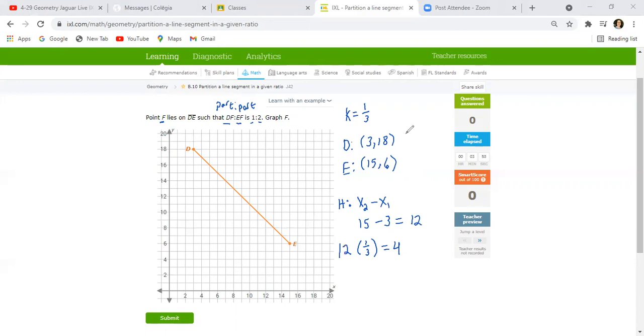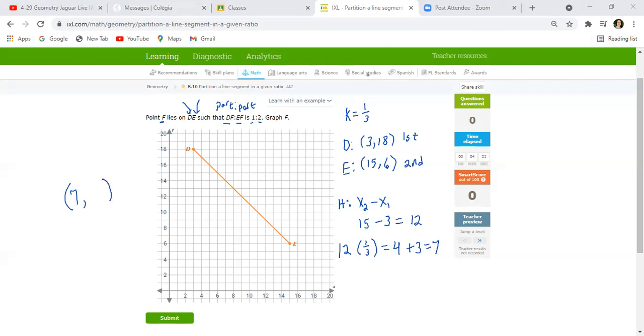And remember, this is the first point, this is the second point, and I know that because D goes first, E goes second. So point D is first, E is second. So you add the x value of the first point, which is 3, and you get 7. So if I was writing an ordered pair, the first part of my ordered pair would be 7.